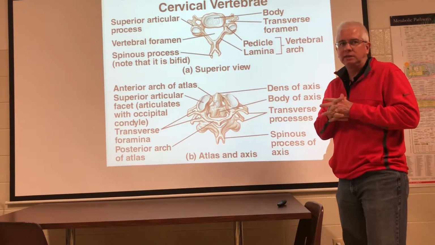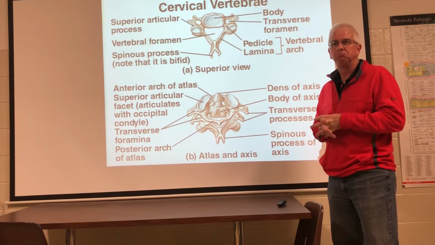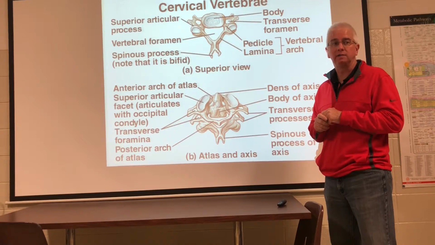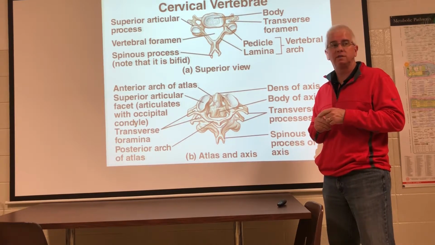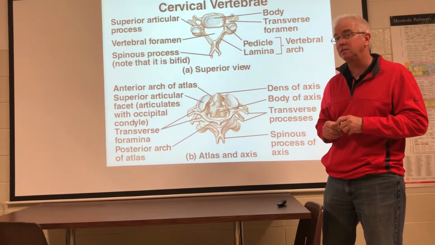What are the characteristics of the cervical bones that distinguish them from the thoracic and lumbar? The first one I'll give you is their bodies are small or non-existent. So C1 doesn't have a body, does it? C2 has a body, but we call it the dens.